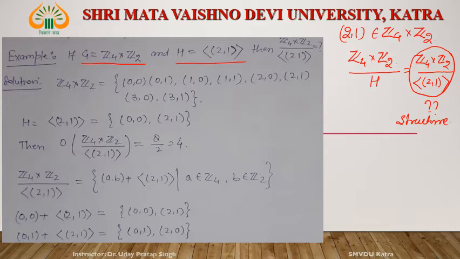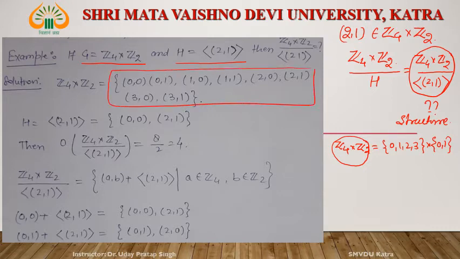Now see, what are the elements of Z4 cross Z2? Z4 cross Z2 means {0, 1, 2, 3} cross {0, 1}. Then the order of this Z4 cross Z2 is 8. The elements are (0,0), (0,1), (1,0), (1,1), (2,0), (2,1), (3,0) and (3,1). Total 8 elements.